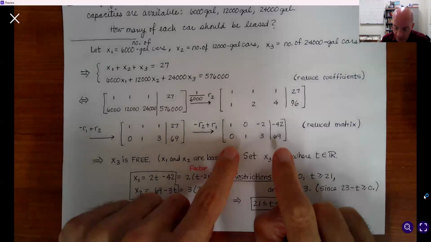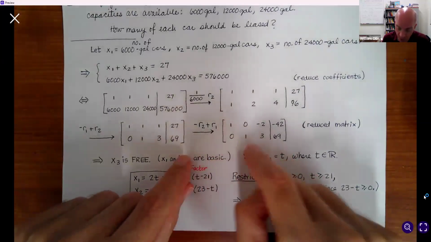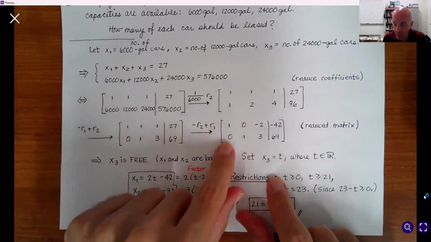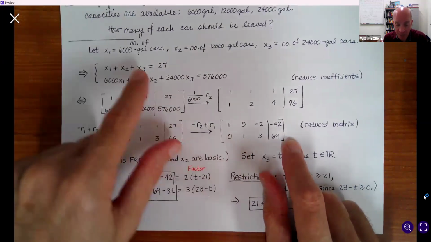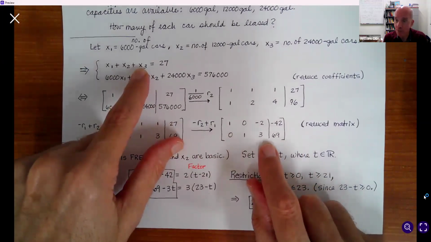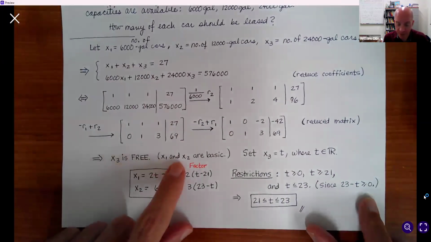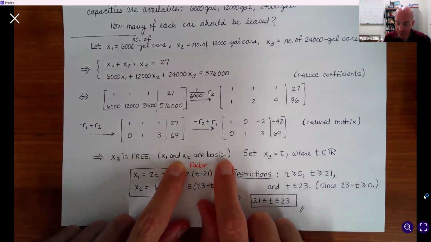So now when we look at this, ladies and gentlemen, this is indeed reduced. We have the staircase pattern of the leading ones. We have unitary columns for leading ones. We have no row of zeros. So now we can see that x3 will be the free variable. So we just say x3 is free. And then to use the terminology I stated before, we'll say x1 and x2 are basic. We'll actually use that when we discuss the simplex method.